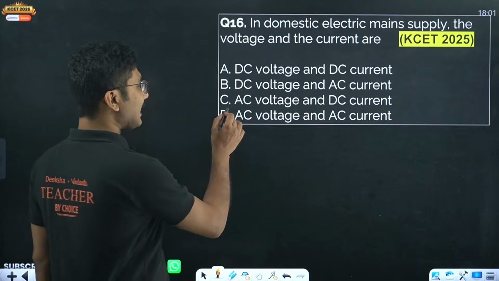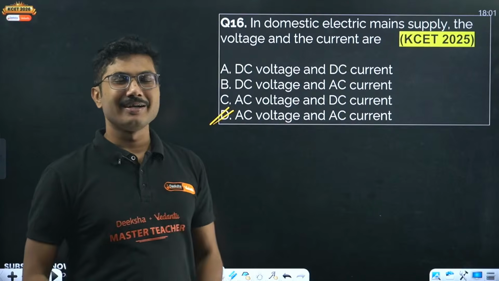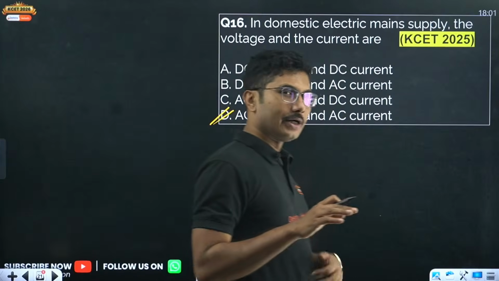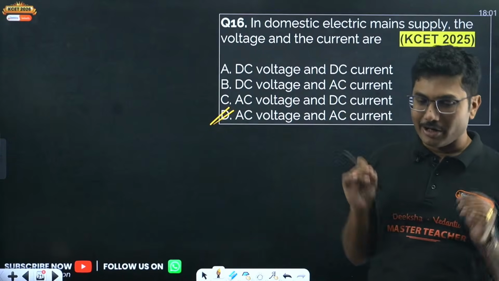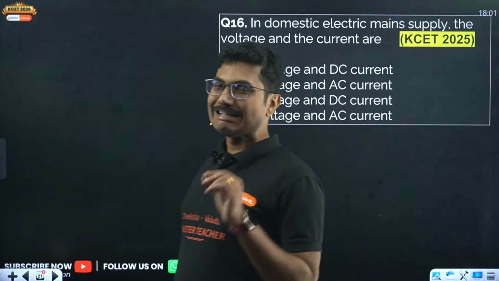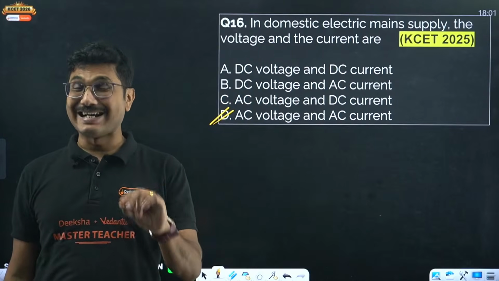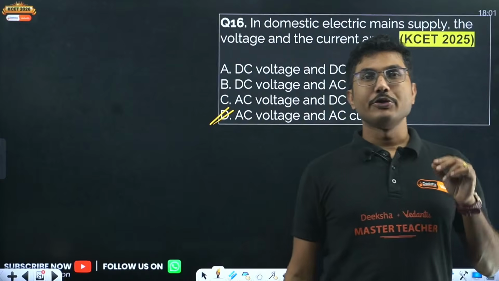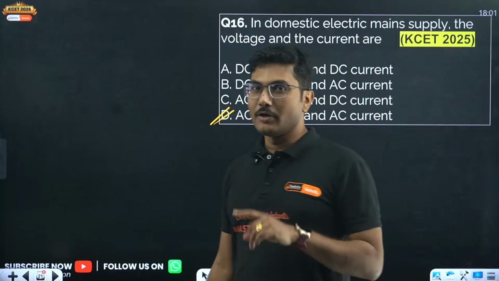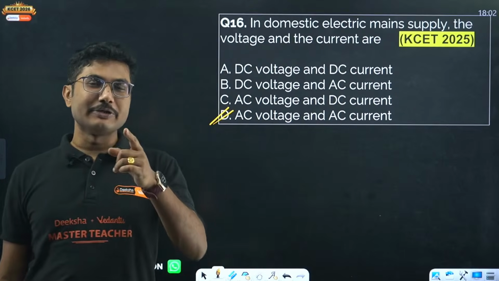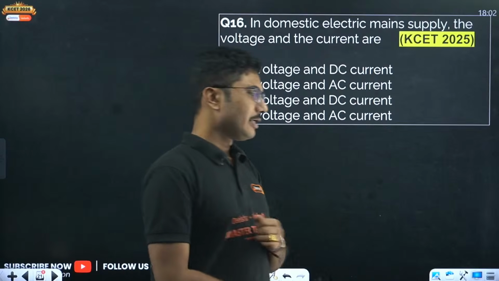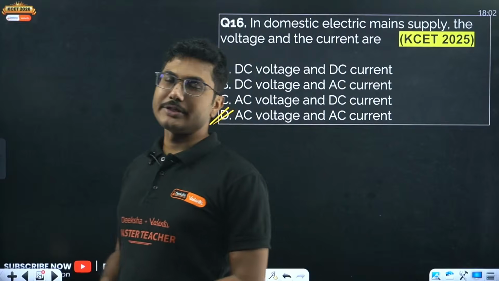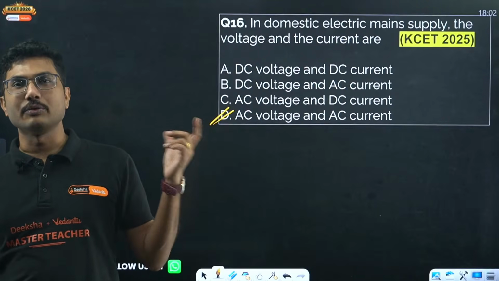The correct answer is AC voltage, AC current. We do not use DC here. In our world we use only AC current, only AC voltage. DC current is not used. If DC current is required, there is something called an adapter which converts AC to DC. You have learned how to convert AC to DC in your semiconductor chapter. For example, the mobile charger you use is like an adapter which converts the AC supply into DC.